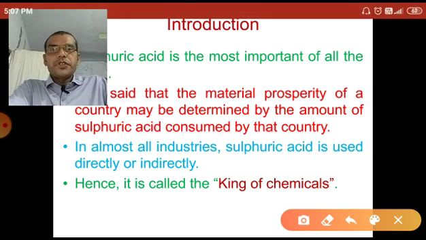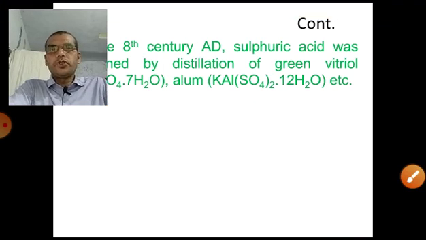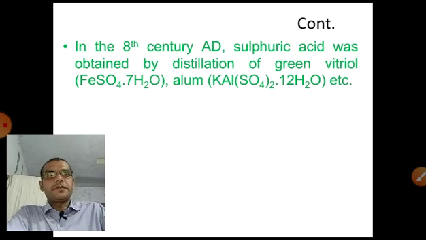So, sulfuric acid is called the king of chemicals, because almost in all industries, sulfuric acid is used directly or indirectly. That's why sulfuric acid is called the king of chemicals. So what is the name of the king of chemicals? That is sulfuric acid, H2SO4.